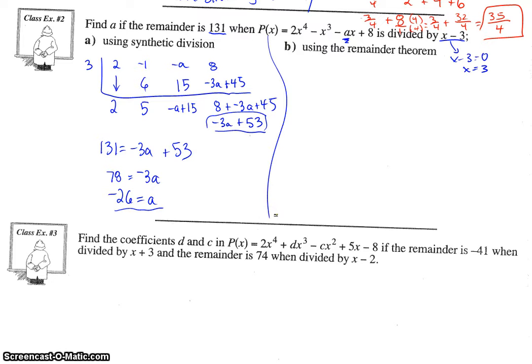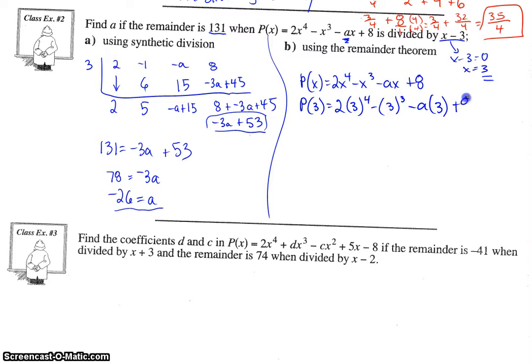Okay, using remainder theorem, if we take our polynomial, p of x equals 2x to the 4 minus x cubed minus ax plus 8, and we simply sub 3 in for x, just like before. Everywhere you see x, you're replacing it with 3. Okay, let's simplify that as much as we can. So we'd have 81 times 2, 162, minus 27, minus 3a plus 8.